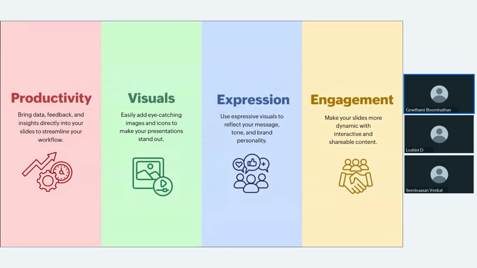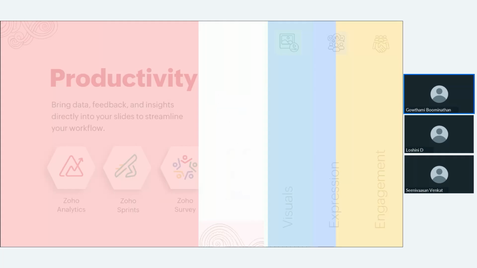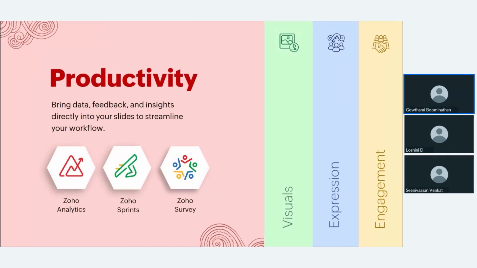Coming back to add-ons, for this presentation, we've categorized add-ons into 4 pillars: productivity, visuals, expression, and engagement. We'll now explore productivity. Under this, we have 3 add-ons: Zoho Analytics, Zoho Sprints, and Zoho Survey.